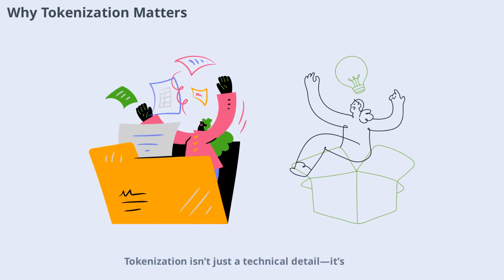Tokenization isn't just a technical detail, it's fundamental to how language models work. By breaking text into tokens, LLMs can process language in a way that computers understand. This step also helps models deal with different languages, slang, and even typos. Without tokenization, it would be nearly impossible for LLMs to analyze and generate human-like text.